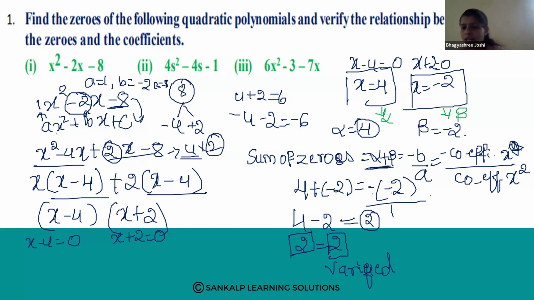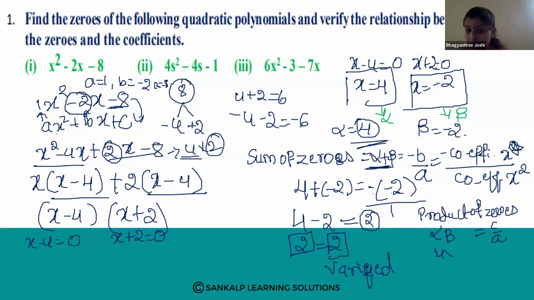In case of product, product of zeros is equal to alpha into beta. Don't get confused. Sum means alpha plus beta. Product means alpha into beta. The formula is alpha into beta is equal to C divided by A. Okay, what is the value of alpha here?